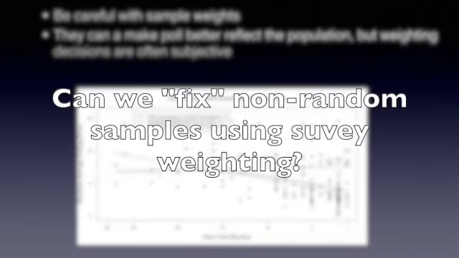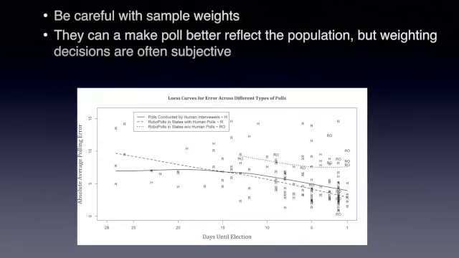One tool in the toolbox that can be used to correct for sampling bias is survey weighting. In theory, weights allow pollsters to make the results better reflect the population of interest by upweighting and downweighting respondents as needed. However, this is not always an easy task.